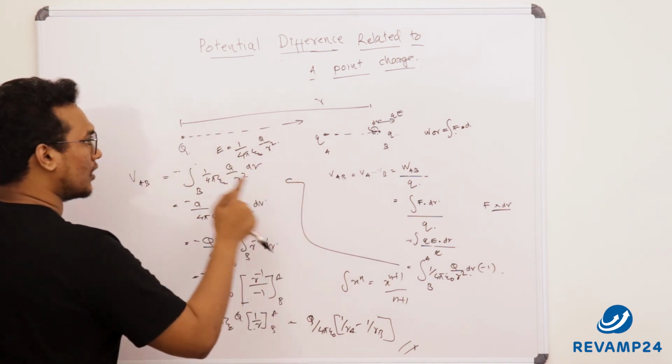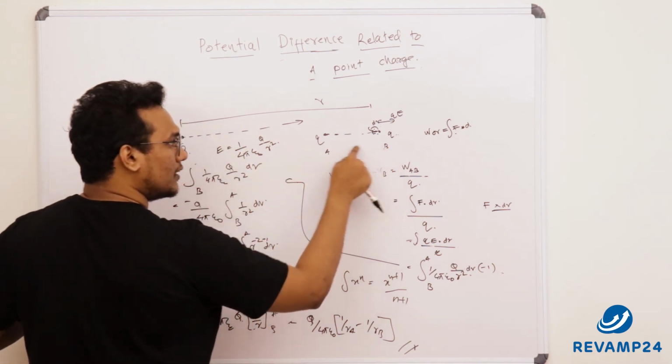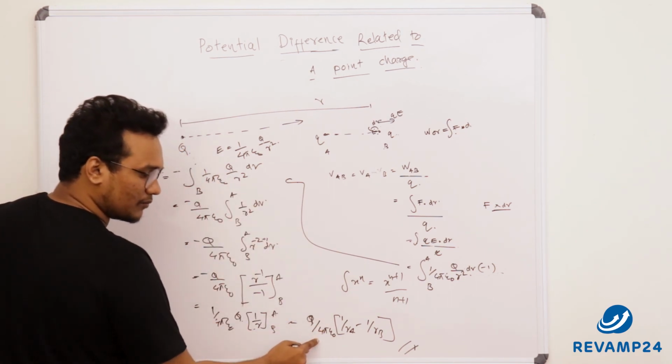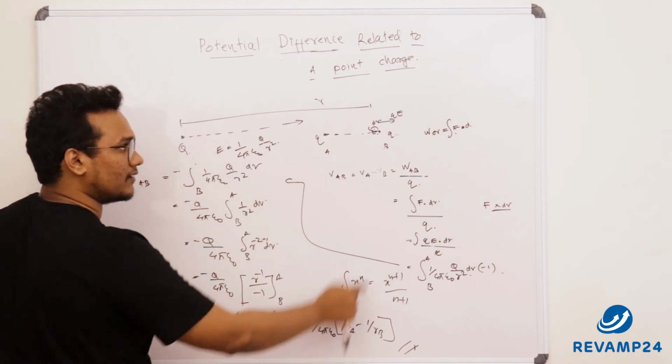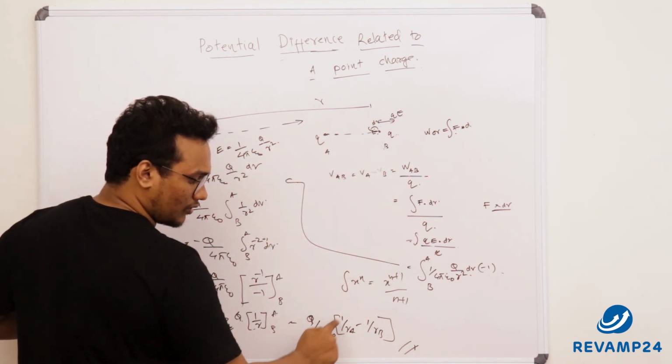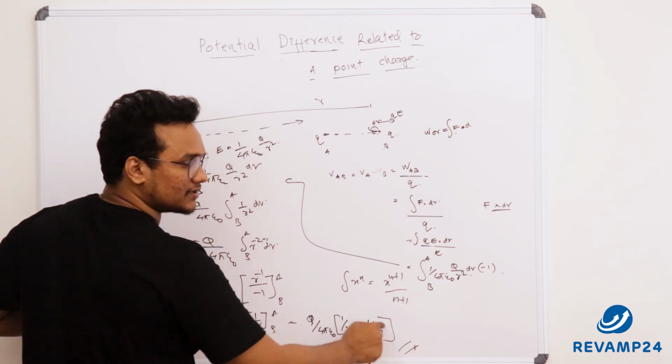So for 1 coulomb to move from b to a with respect to a source charge of q, this much amount of work needs to be done for 1 coulomb. Okay, what is the value? Q by 4 pi epsilon 0 into 1 by Ra minus 1 by Rb.